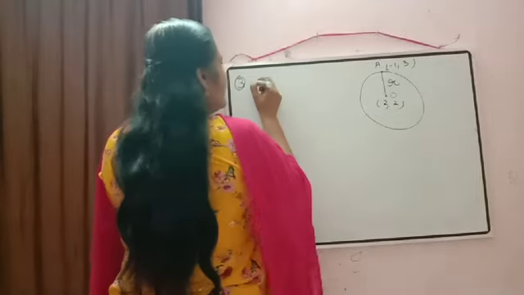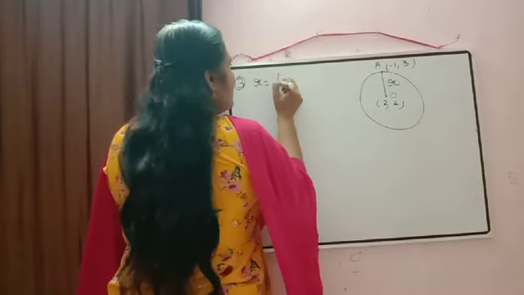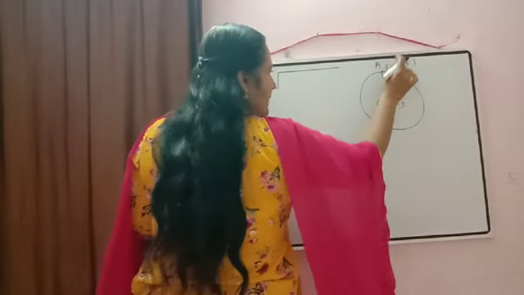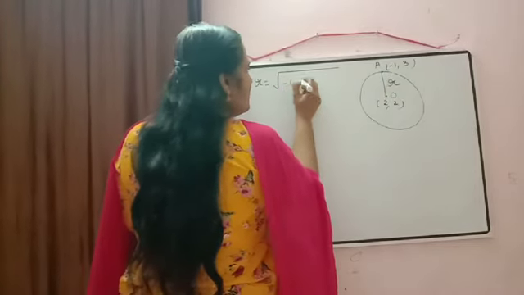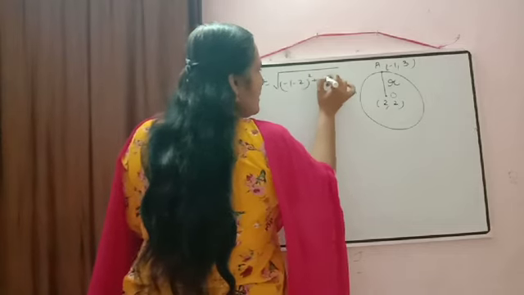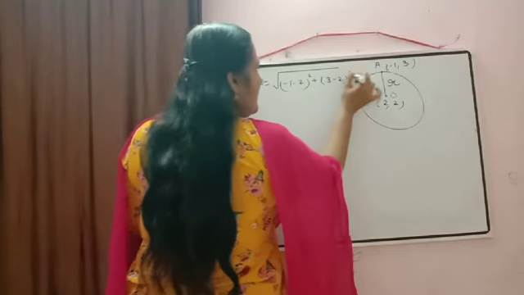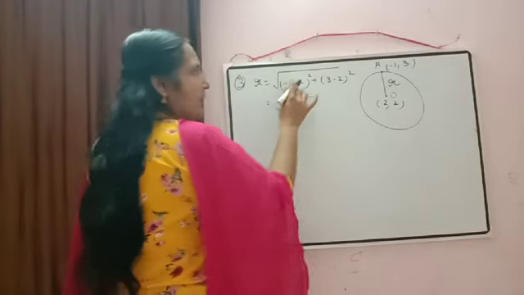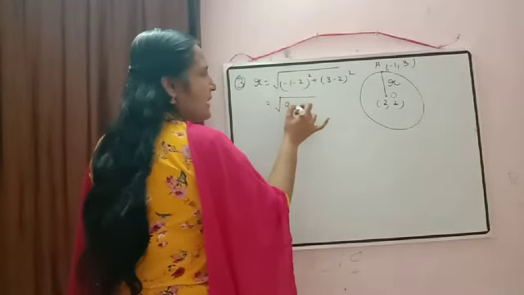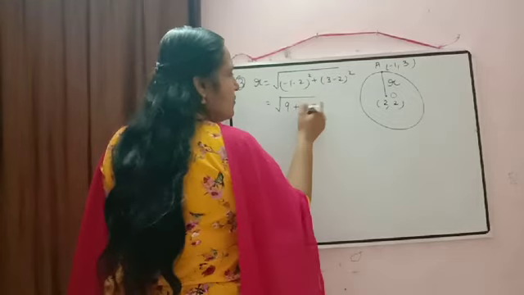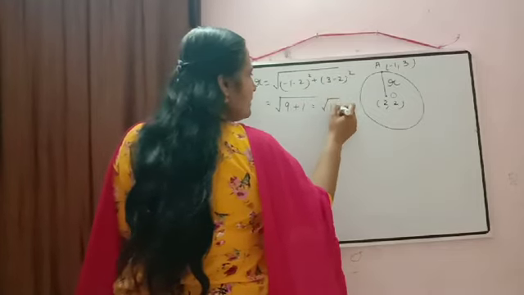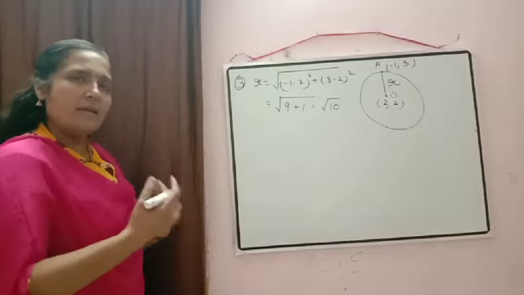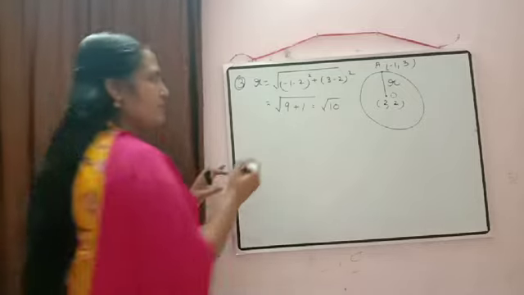So just to calculate the radius first. Radius is equal to square root of, using the distance formula, -1 -2 the whole square plus 3 minus 2 the whole square. So it will be equal to -1 -2 is -3, square will be 9, plus 3 minus 2 is 1. So 1 square is equal to 1 only. So we got radius is equal to √10. Now directly we can calculate the equation of circle.